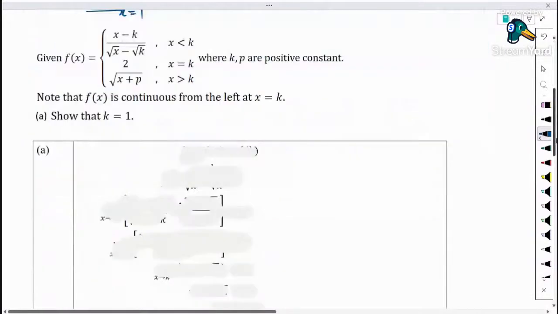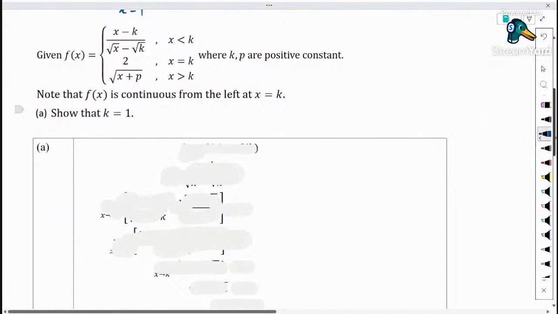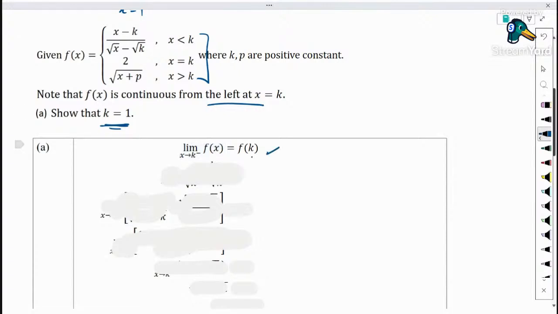Start with A. How can I solve for the value to show that k equals 1? So far, the only information I have is the function and also this limit from the left. So as I mentioned just now, continuous from the left is actually limit x approach to k minus f(x) equals f(k). So this is what it means by from the left, k minus.